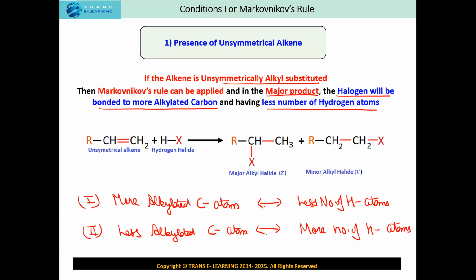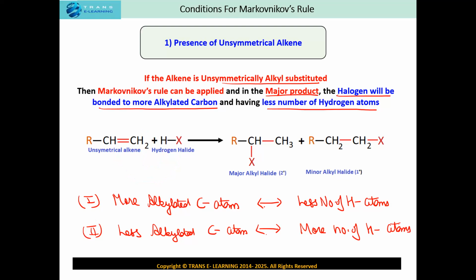In the first case, if you want to consider "richer gets richer", quickly, this hydrogen will go to the carbon atom which has more number of hydrogen atoms, and the halogen will go to the other carbon atom. So in this case, you are going to get the more alkylated halide, which is a 2-degree alkyl halide, as the major product, and the 1-degree alkyl halide will be the minor product.